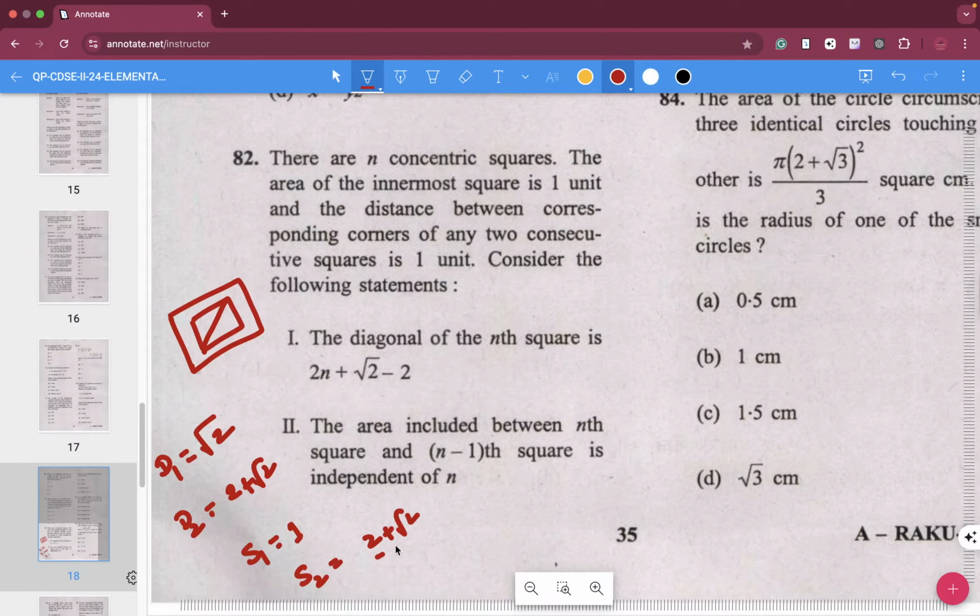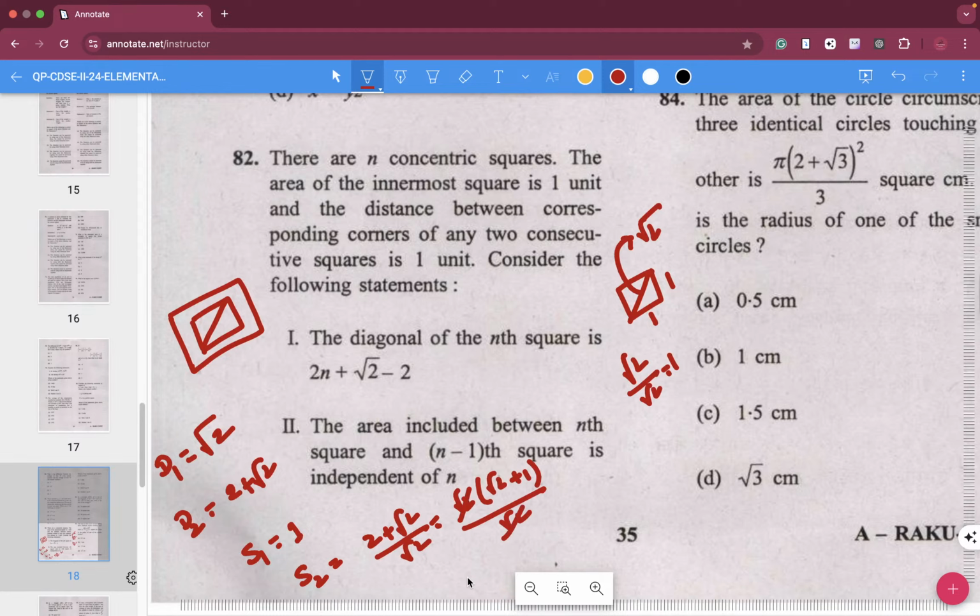2 plus root 2 divided by root 2. Why am I doing divided by root 2? If you have this particular square, if this value is 1, this value is 1, and the diagonal value is root 2, then diagonal divided by root 2 will give you 1, isn't it? So this particular value is root 2 into root 2 plus 1 divided by root 2, this one gone. So the side of the second square is root 2 plus 1.